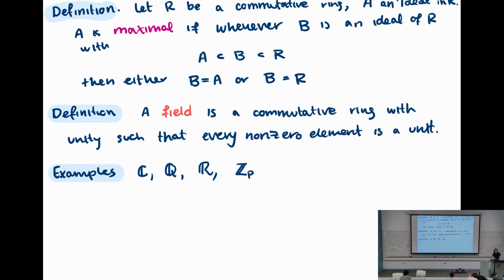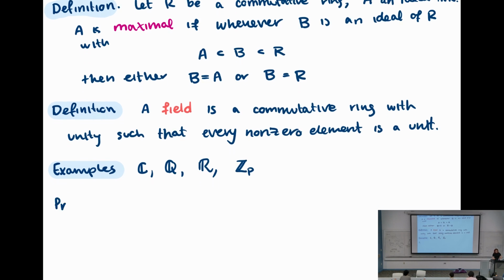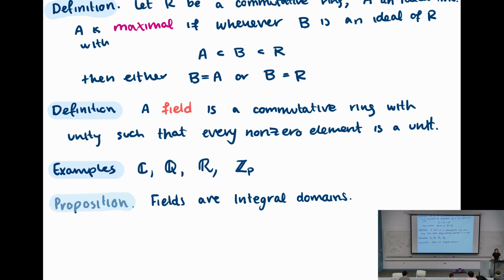Okay, so I'm going to give you a proposition and give you time to think about how to prove it. The statement is that fields are integral domains. So if you have a ring R and it's a field, then that implies that it is also an integral domain. I'll give you a few minutes to think about how to prove that, and then we can discuss.